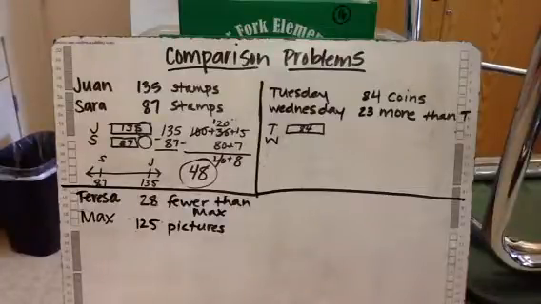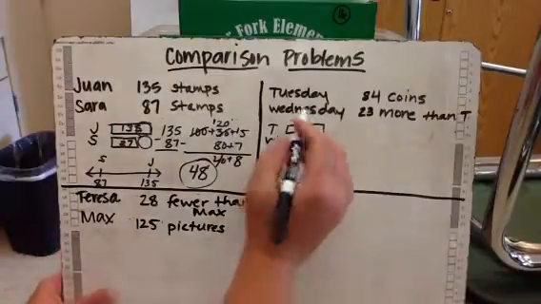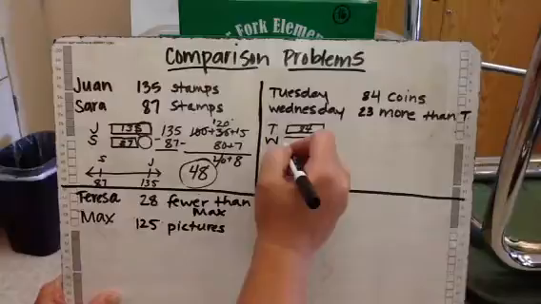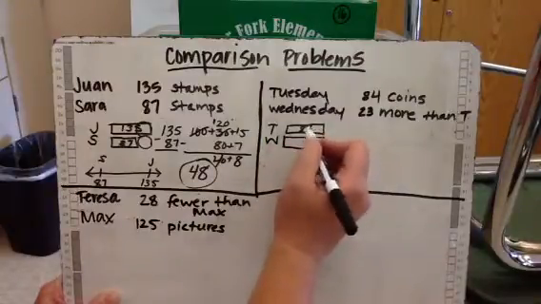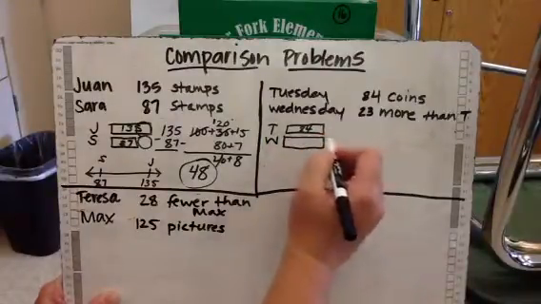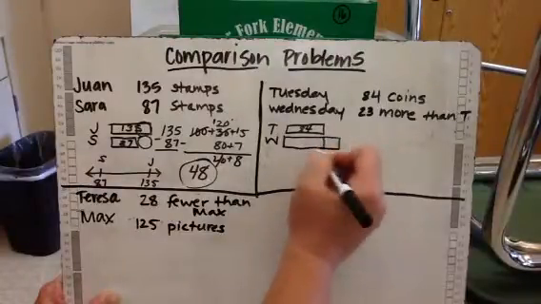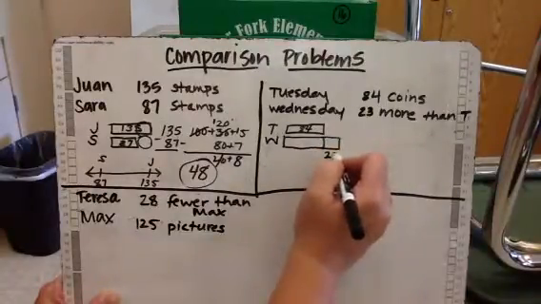Wednesday's value is not 23. It's 23 more than Tuesday. So what I like to do is start my bar and say, well, that's what it would be if it was equal, if it was 84 and 84. But it's not equal. It's 23 more. So I'm going to show where there's more, and I'm going to put 23.